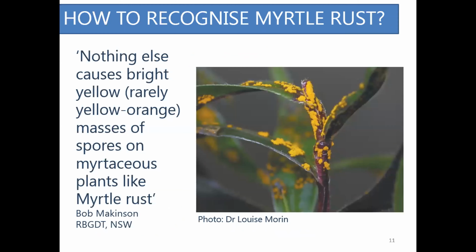All right, so how can we recognize Myrtle Rust? Basically, if we see bright masses of spores that look like yellow pollen on a Myrtaceae, so eucalyptus trees, Geraldton wax, Agonis, this kind of thing, chances are it's going to be Myrtle Rust. There's not a lot of diseases that look like Myrtle Rust on our natives. Bearing in mind that I'm talking about the yellow pustule.